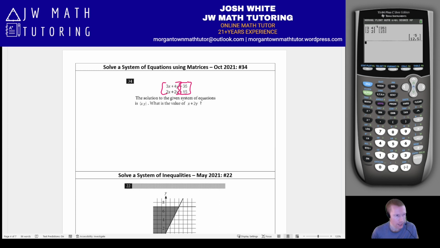Okay, so there is my answer. So x is equal to negative 5, y is equal to 12.5. So now for x plus 2y, I'm just going to do negative 5 plus 2 times 12.5, hit enter, and I get 20. So the final correct answer to this one is 20. Again, the entire thing is done on the calculator, pretty much without needing to write anything down by hand.